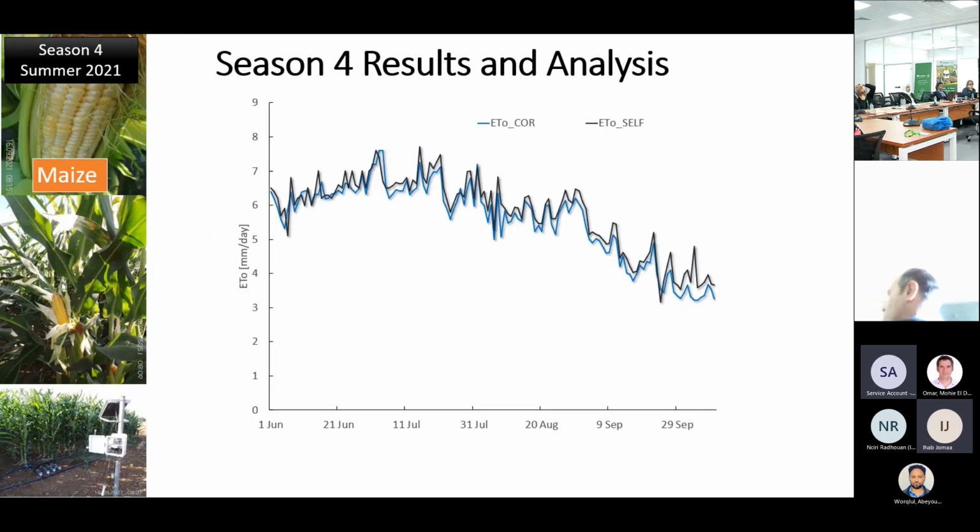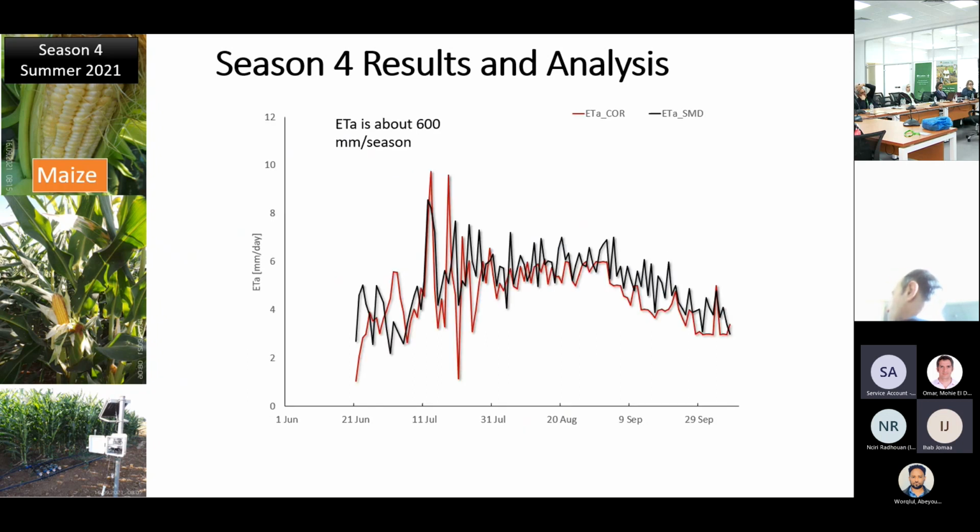In season 4, the maize, the correlation was also well correlated all the time. Actual evapotranspiration was around 600 millimeter, and it was computed by soil moisture depletion and ETA Cordoba.